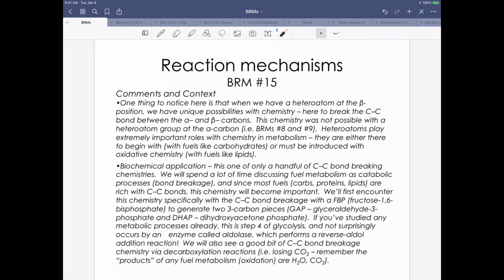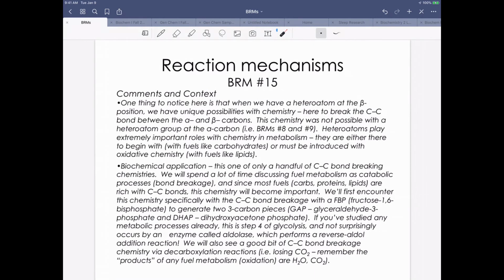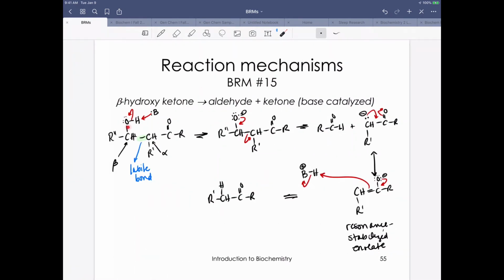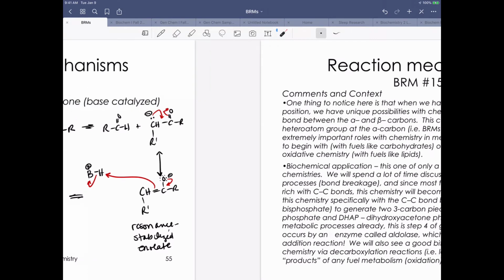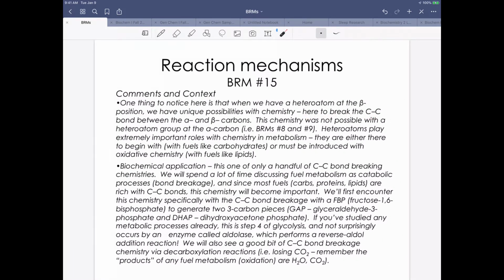Lots of comments here that I want to talk about, and then again discuss the context. So again, one thing to notice here is that when we have a heteroatom at the beta position, we have unique possibilities for chemistry. Just flipping back here, this is the heteroatom that we're talking about, on this beta carbon. Having that heteroatom allows us to deprotonate this alcohol here, generating this species, which we can then reform our carbonyl and break that bond. So here we're using that chemistry to break a carbon-carbon bond between our alpha and our beta carbons. Again, we didn't see this chemistry when we had a heteroatom at the alpha carbon.